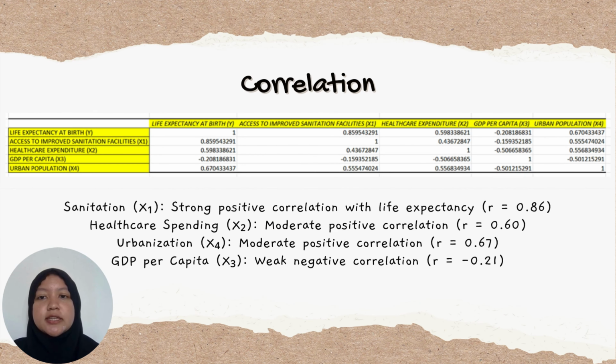The correlation analysis reveals a strong relationship between life expectancy and sanitation, with a coefficient of 0.86. Healthcare spending and urbanization also show moderate positive correlation at 0.6 and 0.67 respectively. However, GDP per capita has a weak negative correlation of negative 0.21, indicating that economic growth alone may not directly improve life expectancy.